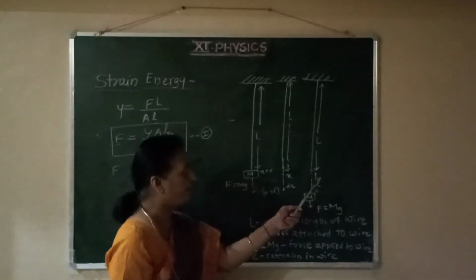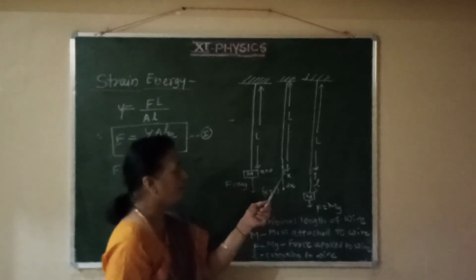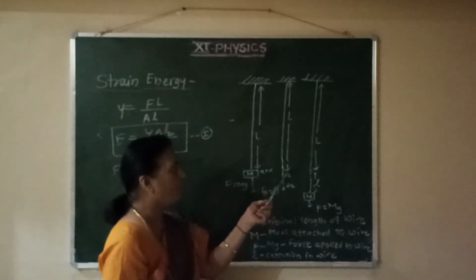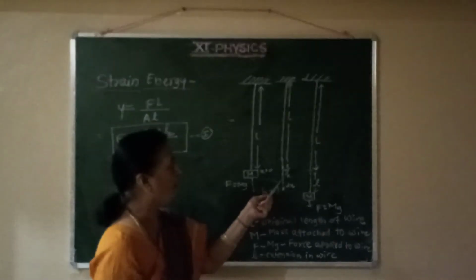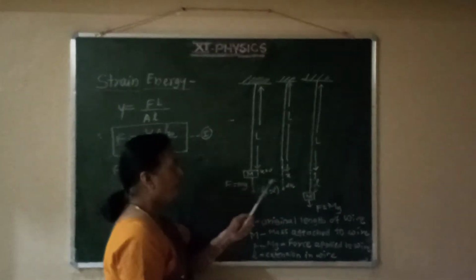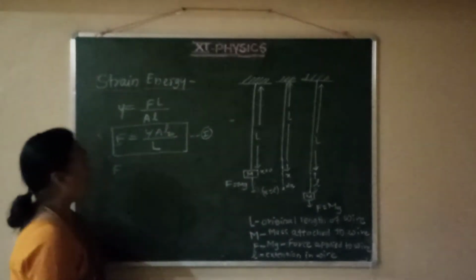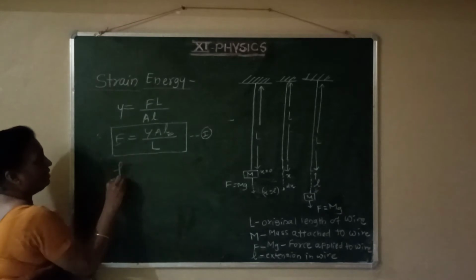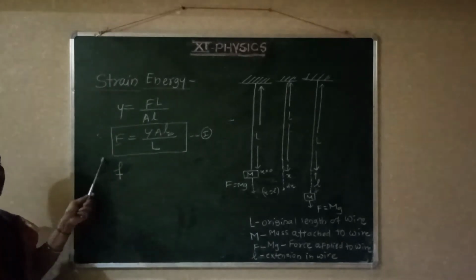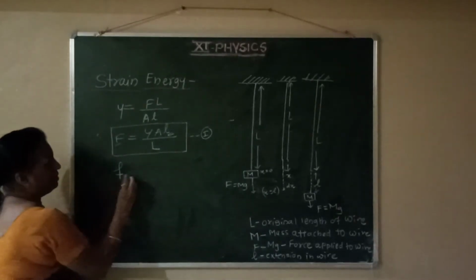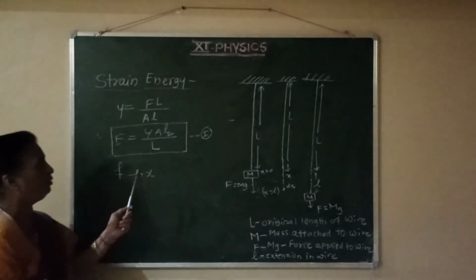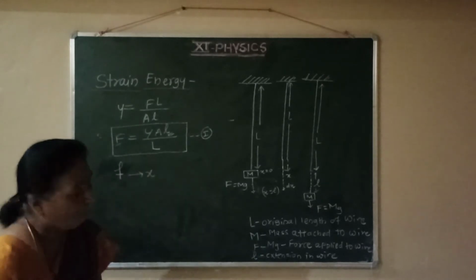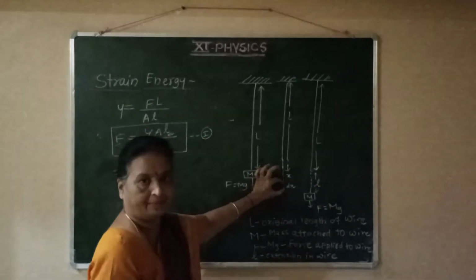So instead of considering this increase in length L, we can consider an extension produced in the wire equal to X, suppose. For small displacement or small extension produced in the wire, we denote it by the letter X. The force applied to the wire we denote by F. And for this force, the elongation produced in the wire, or the increase in length of the wire, we denote by X. For a further very small extension, even smaller than X, we say it is dx.